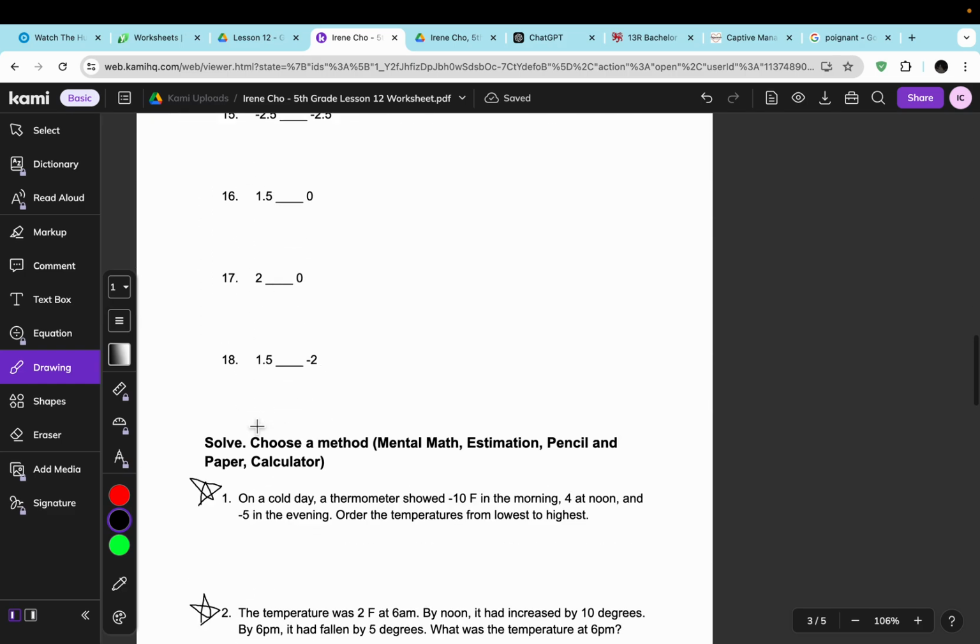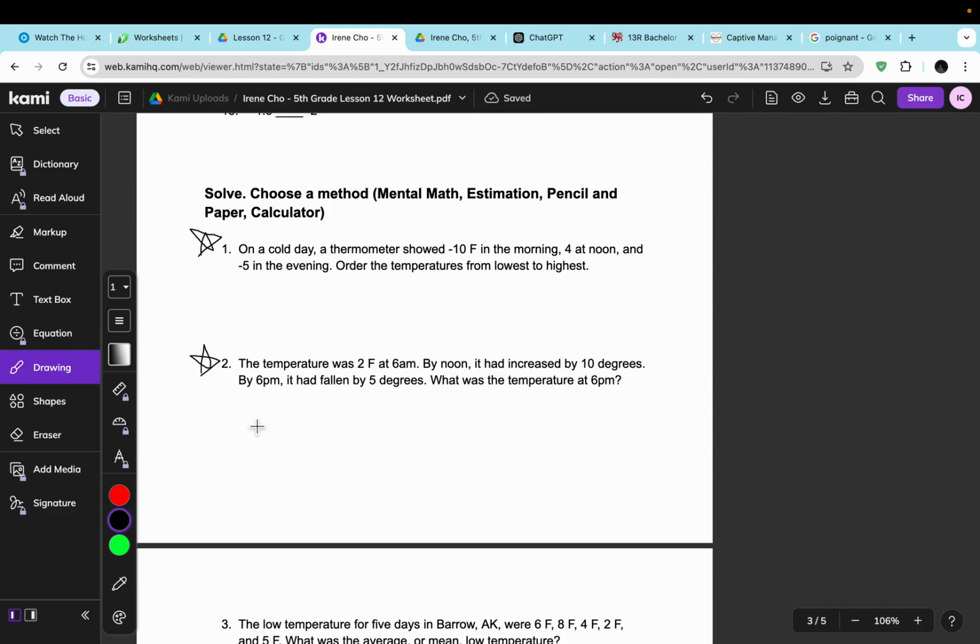So moving on, it says solve, choose a method: mental math, estimation, pencil and paper, calculator. On a cold day, a thermometer showed negative 10 degrees Fahrenheit in the morning, 4 at noon, and negative 5 in the evening. Order the temperatures from lowest to highest.